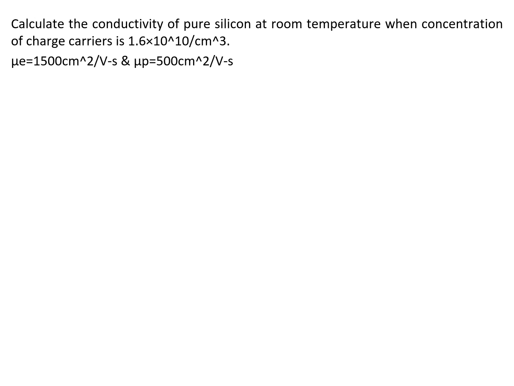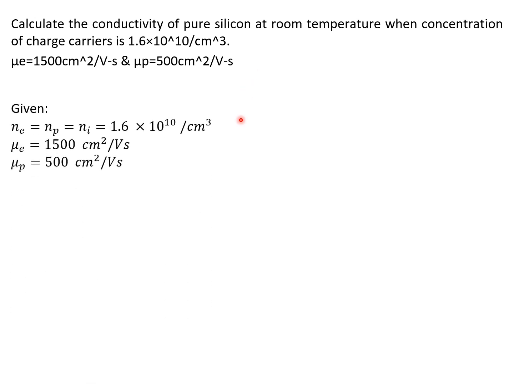Let us see the next numerical. Calculate the conductivity of pure silicon. Means again the semiconductor is intrinsic. Pure silicon at room temperature when concentration of charge carriers is given 1.6 into 10 raised to 10 per centimeter cube. So being an intrinsic semiconductor, we will need mobilities of both electrons as well as holes, which are given to be 1500 centimeter square per volt second and 500 centimeter square per volt second.